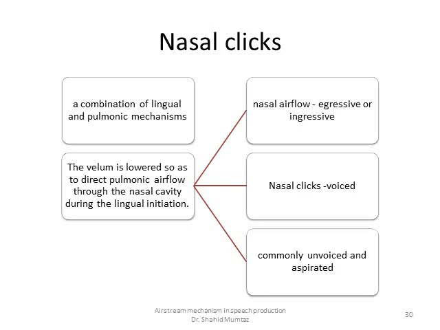Nasal clicks, as we just said, allow the air stream to pass through the nose, which enables a longer production. Nasal clicks involve a combination of lingual and pulmonic mechanisms. The velum is lowered so as to direct pulmonic airflow through the nasal cavity during the lingual initiation. This nasal airflow may itself be egressive or ingressive, independently of the lingual initiation of the click. Nasal clicks may be voiced, but are very commonly unvoiced and even aspirated, which is rare for purely pulmonic nasals.